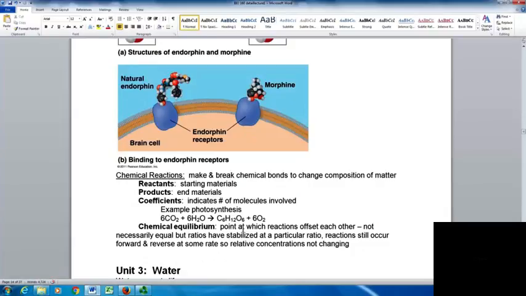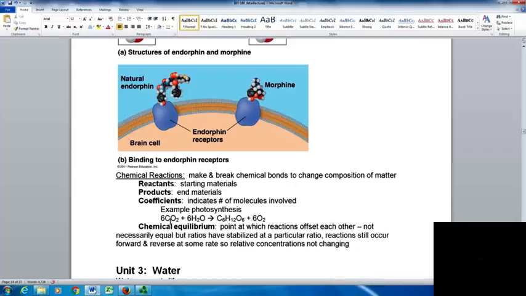So when we look at chemical reactions, this is when you're going to make and break chemical bonds. This will lead to changing the composition of the matter. The reactants are your starting materials. When you look at the equation, they're going to be these things on the left. Your products are the end materials. They're over here to the right of the arrow.